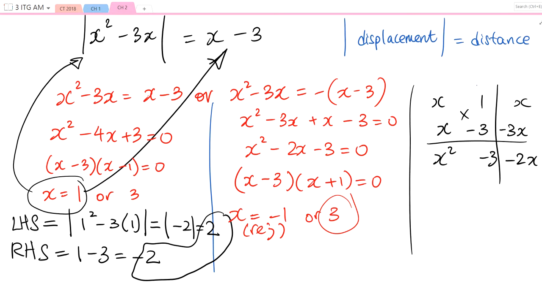Understand? That is why we reject x equals to 1. Because left hand side is no longer equal to right hand side. The equation is no longer true.